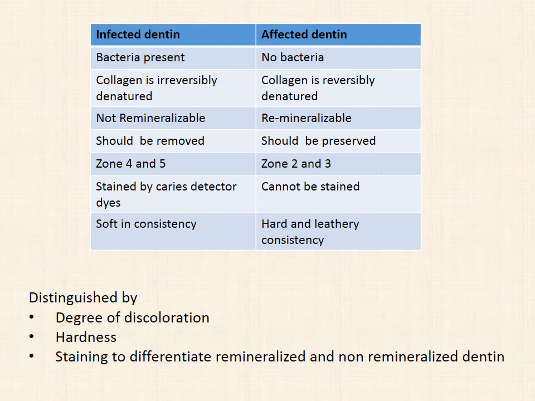The affected and the infected dentine can be distinguished by the degree of discoloration and the hardness. If it is hard and leathery in consistency, we leave it on the tooth structure, we do not remove it. If it is soft in consistency, that means it is infected dentine. Staining is used to differentiate remineralizable and non-remineralizable dentine. The different types of caries detector dyes also help in differentiating the remineralizable and non-remineralizable dentine.